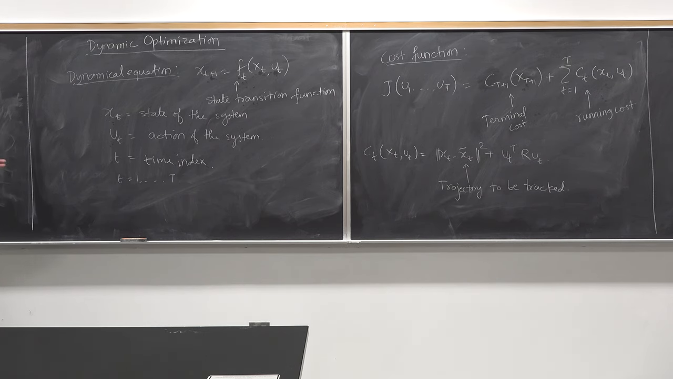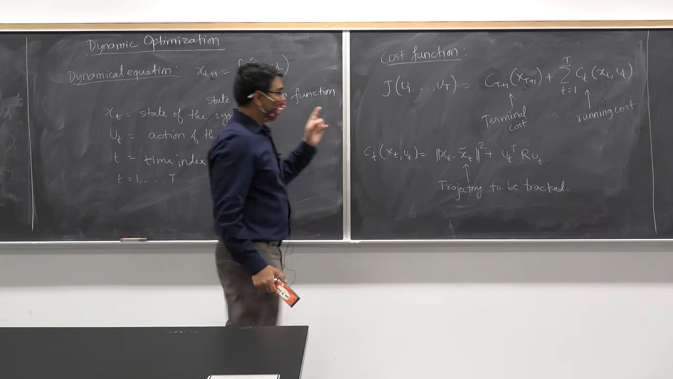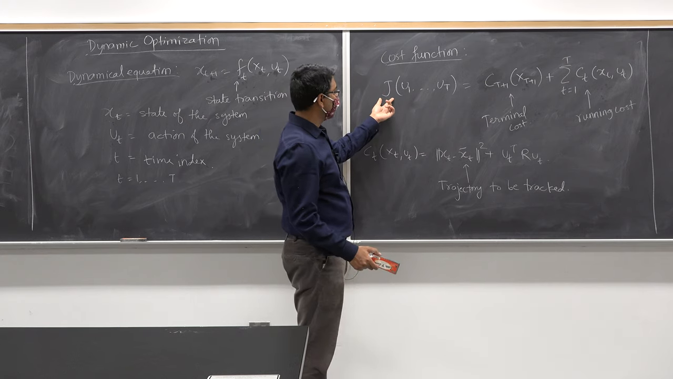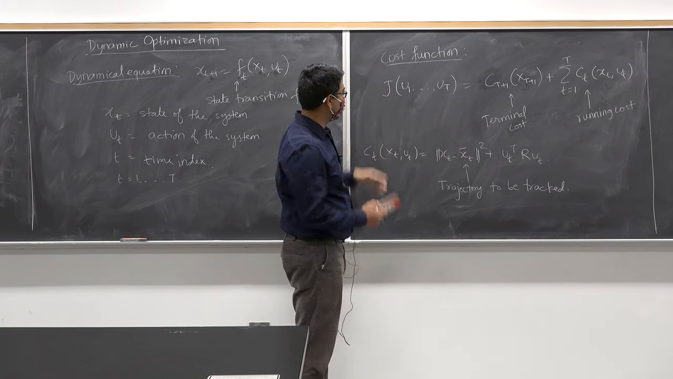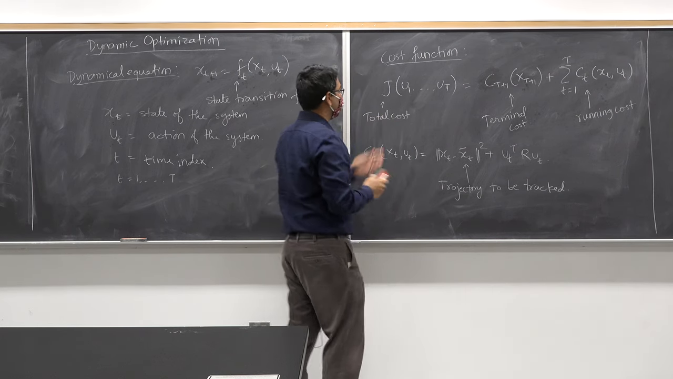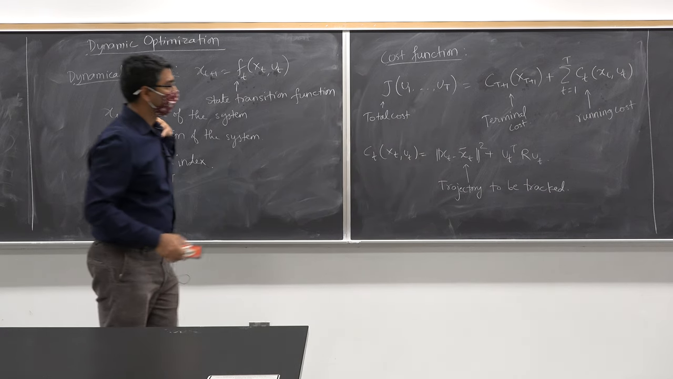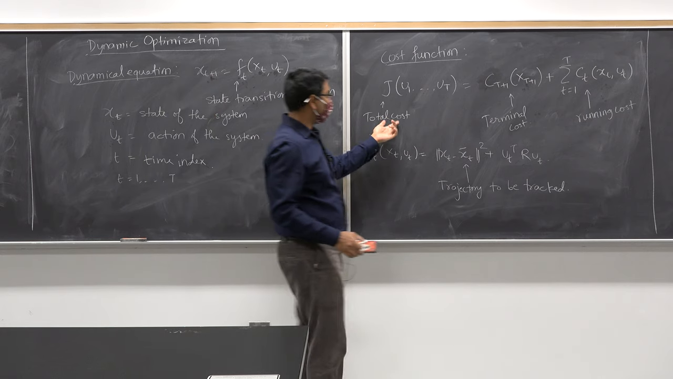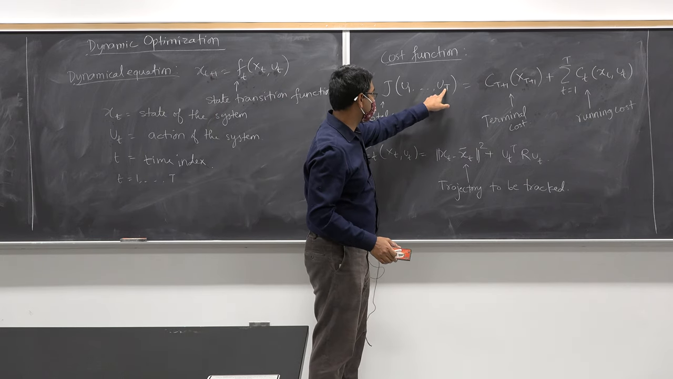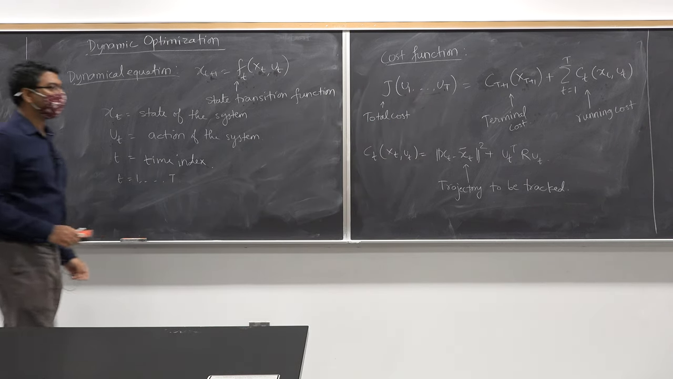Okay, so this is a very, very useful framework for a lot of different applications, wherever you want to minimize some cost. Now, one thing you will notice is I've written the total cost, J, as a function of the sequence of actions that I have to take, okay? So the total cost depends not just on the final action, but on the entire sequence of actions that you have taken until the terminal time step.